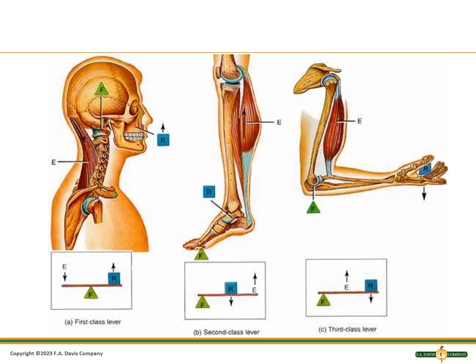These are just a couple of examples in the body. We can see the orientation of a first-class lever with the force and resistance each on opposite sides of the axis in the cervical spine. We can see a second-class lever with the force arm longer than the resistance arm in the ankle for plantar flexion. And we can see an example of a third-class lever with the resistance arm longer than the force arm with the biceps in elbow flexion.